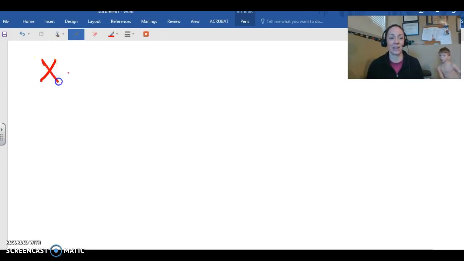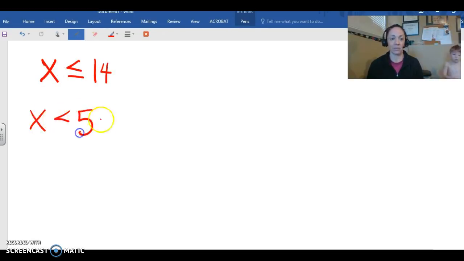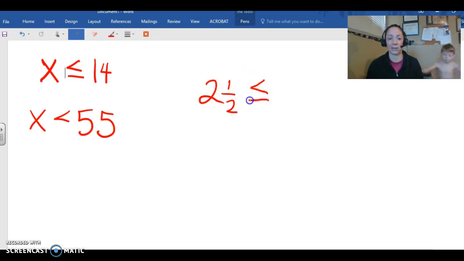So here we have x is less than or equal to 14. The next one is x is less than 55. Next up, you have 2.5 is less than or equal to x.